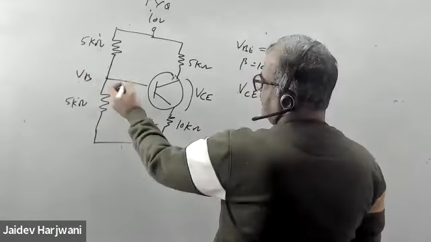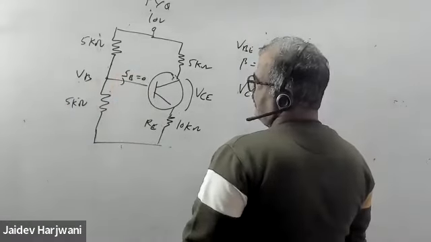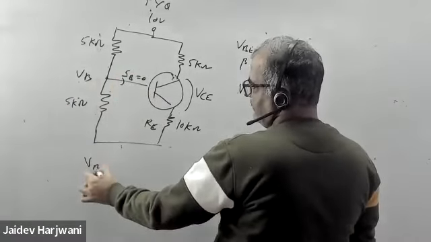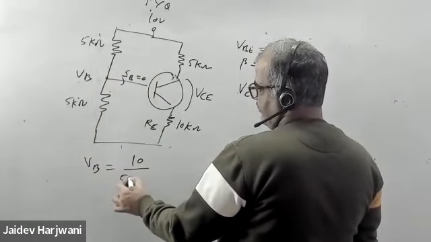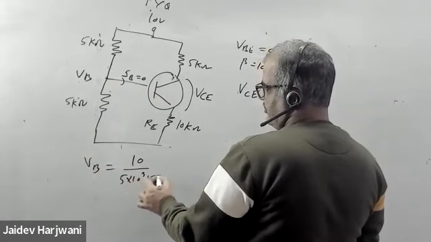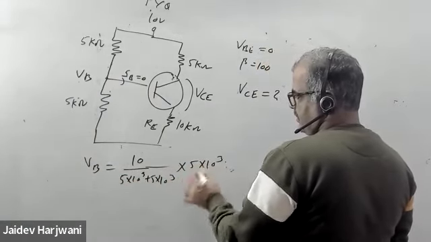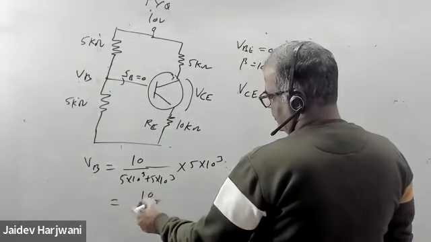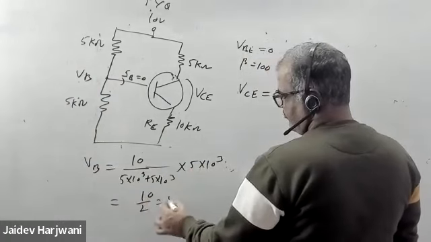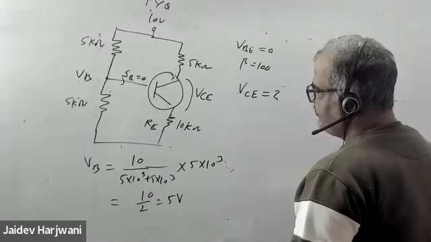So if I take the approximation method, then IB is 0, and your VB will simply be 10 upon 5 kilo ohm plus 5 kilo ohm, into 5 kilo ohm. It becomes 10 upon 2, so this becomes 5 volts. So now you know VB.